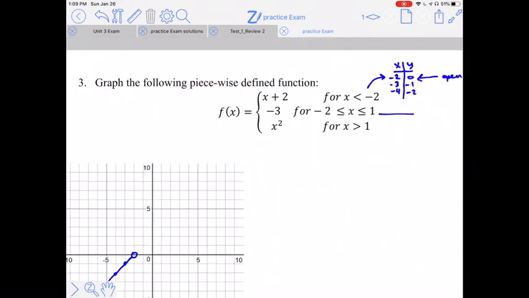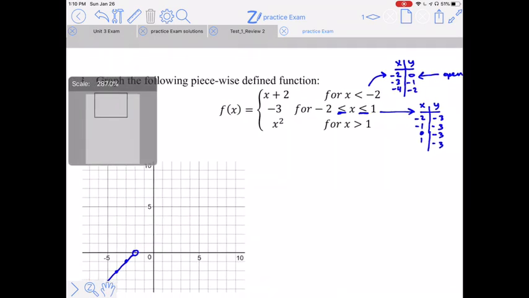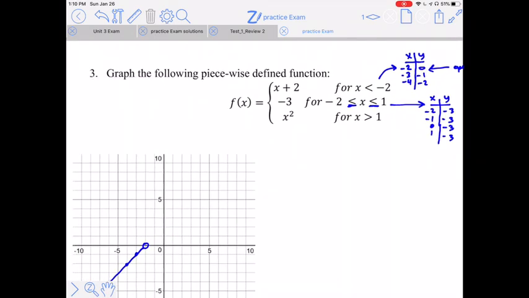Now for the middle piece, an xy table of values, my x values are between -2 and +1. So I can do -2, -1, 0, and 1. Those are the values it says to use for x. Then to find y, you plug them in here, but there's no x variable to plug in. This is telling you that the y value is always going to be -3, regardless of the value of x. And because both of these are equal to inequalities, those endpoints are going to be closed circles.